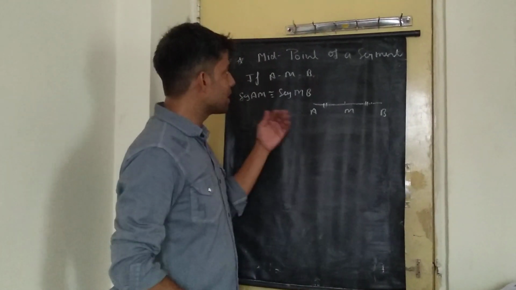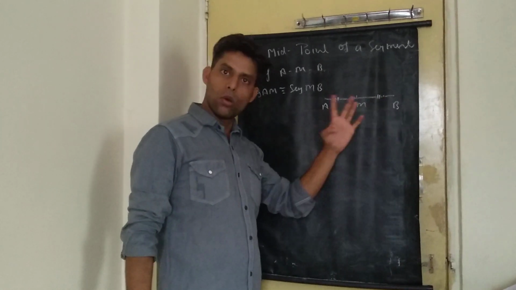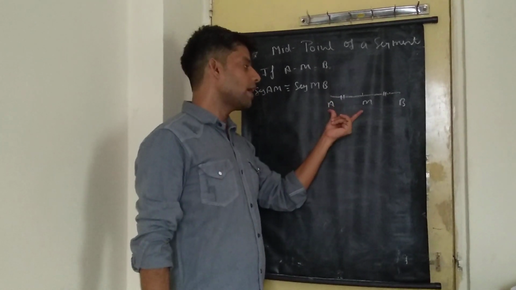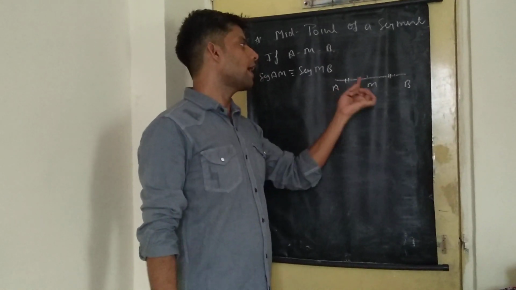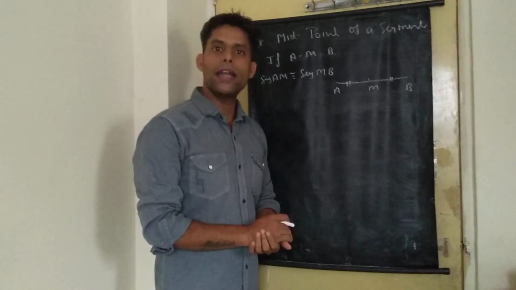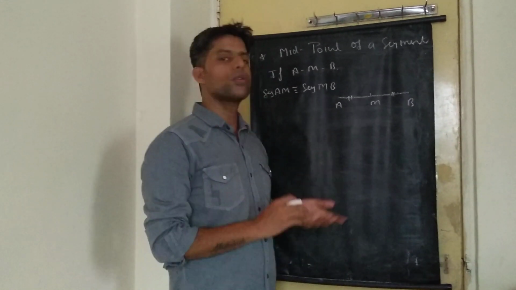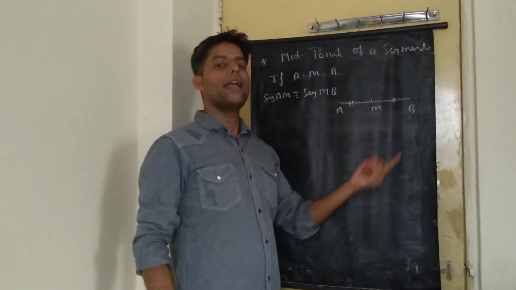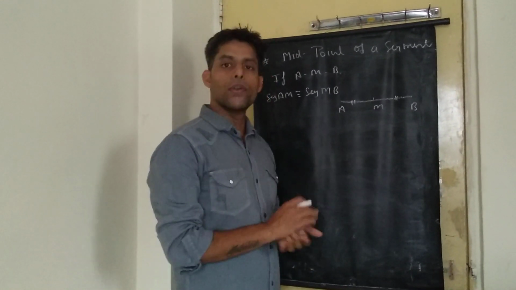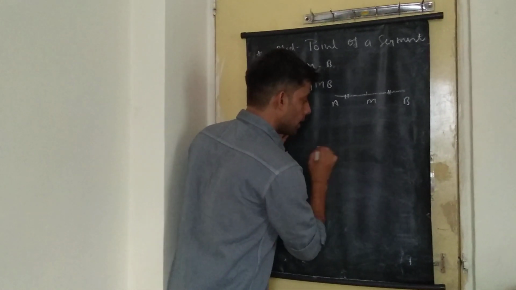Now students, repeating this once again, if 3 points A, M and B are collinear and segment AM is congruent to segment MB, we say that M is the midpoint of segment AB. Now students, this is a very important concept. We are often going to use this in geometry. If M is the midpoint of segment AB, then we come across a few results. What are the results? Let's understand this. We'll take this with another example.